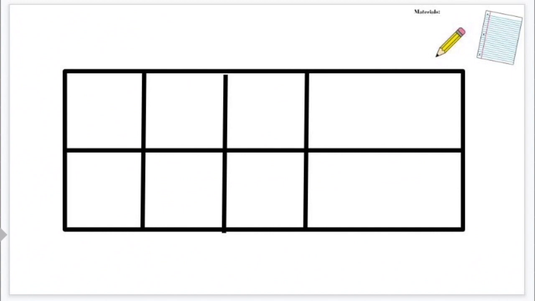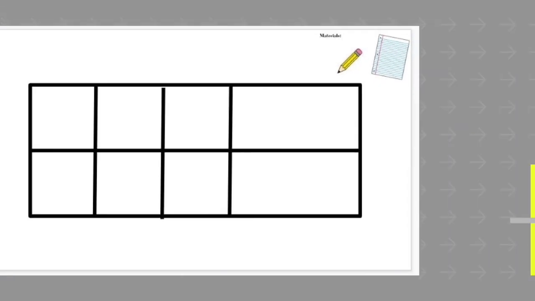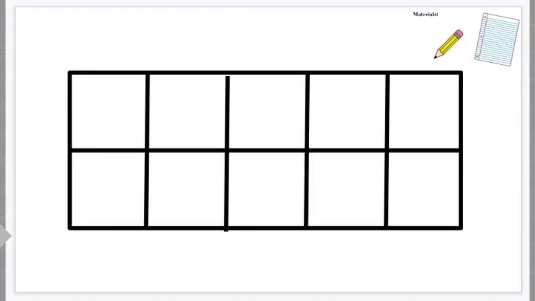Okay, now do that again. Draw a line from the top of the rectangle to the bottom. We're almost there, friends. You are creating a 10 frame. And then another one. And we should have 10 boxes in our 10 frame, because a 10 frame has 10 spots, 5 on the top, 5 on the bottom.